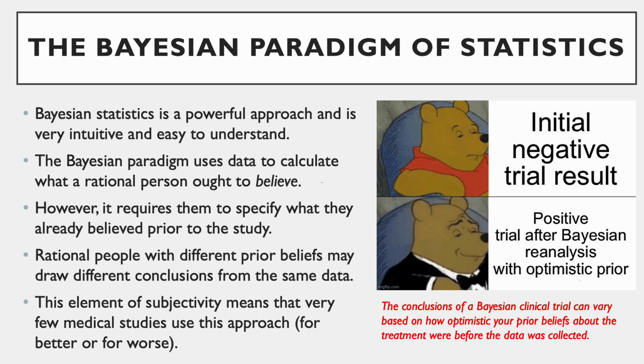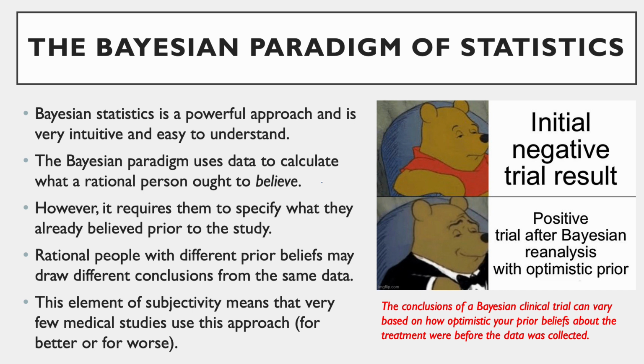So a lot of people may not realize this, but there are two major statistical paradigms that statisticians use today. The first of the two is called the Bayesian paradigm, and it's actually very intuitive. Essentially what it does is take a collection of data and then from that collection of data tell the reader what they ought to believe.